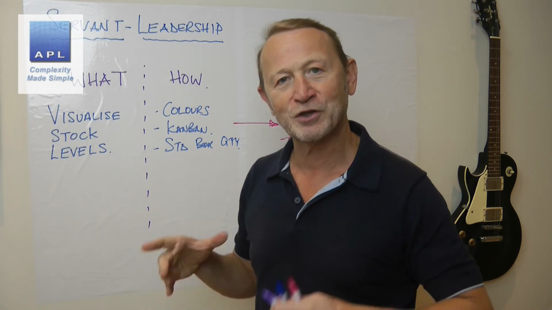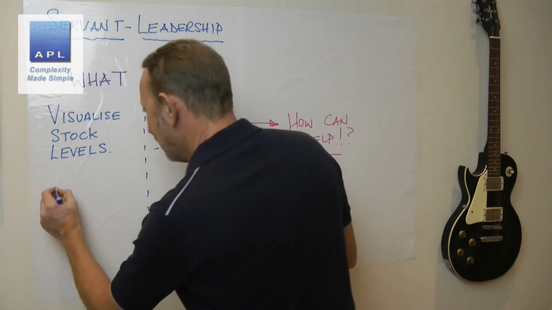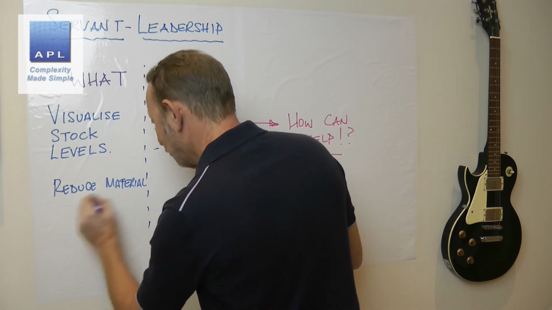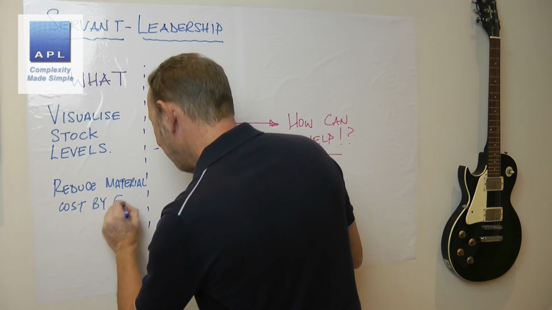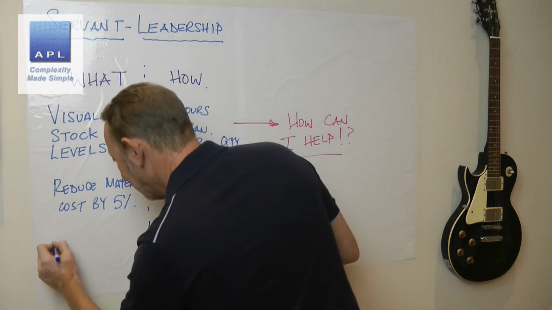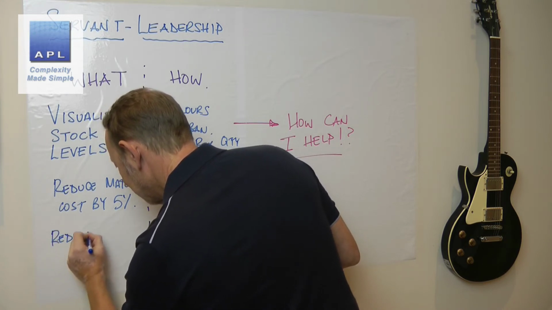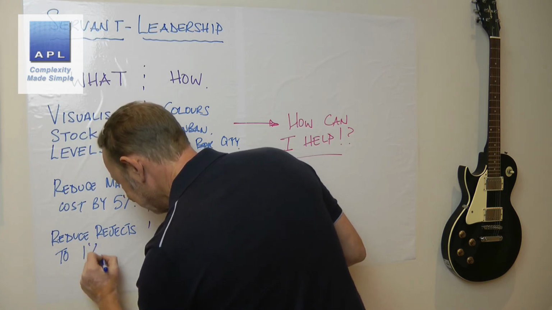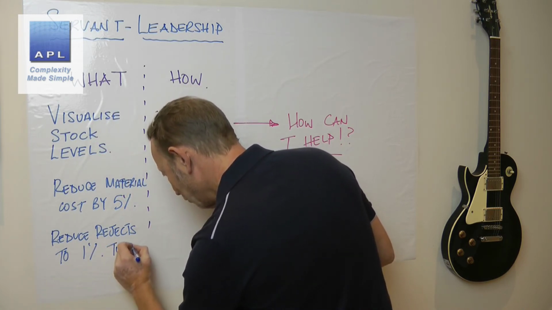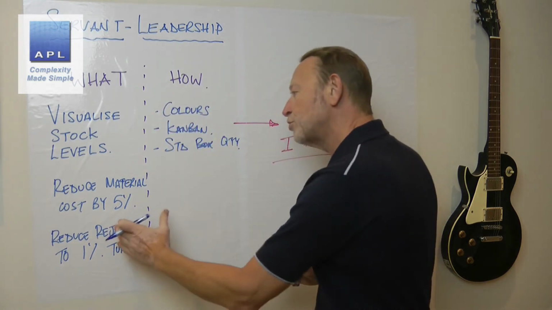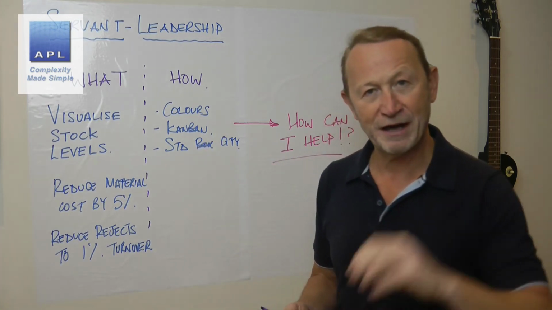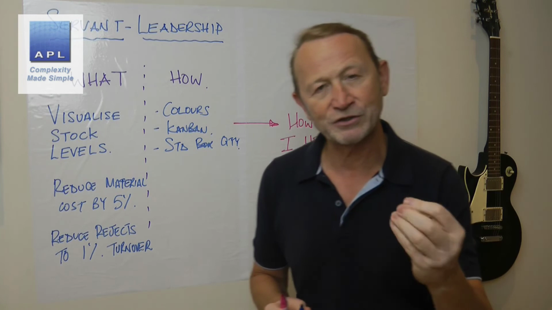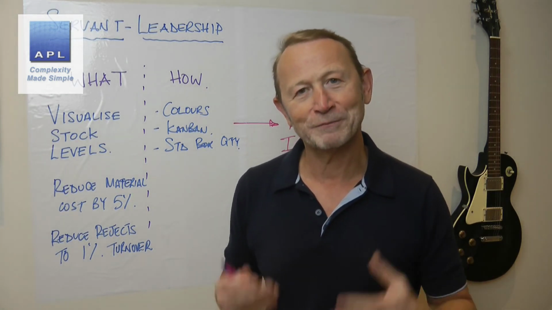If you specify the what do I want? I want to visualize stock levels. I want to reduce material cost by 5%. What else could it be? I want to reduce rejects to 1% of turnover. Whatever it is. If you specify the what and let your people come up with the how, and then if they get a problem and they're not progressing, you can turn into the servant leader by saying, how can we help? You're having a problem, how can we help?